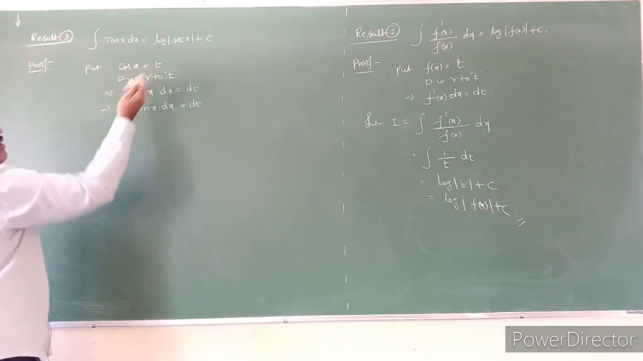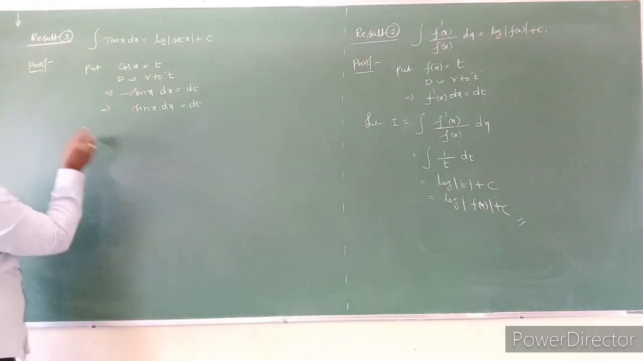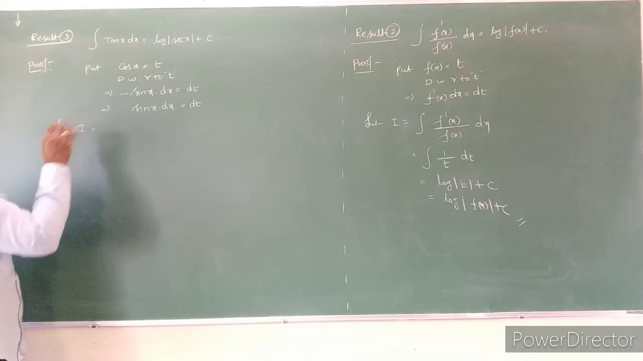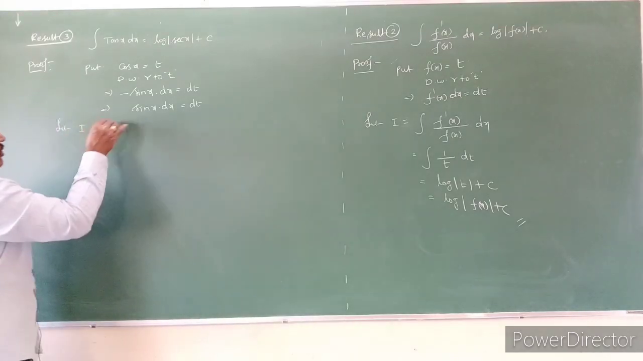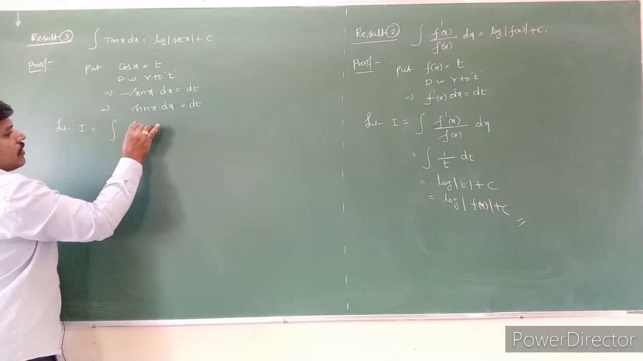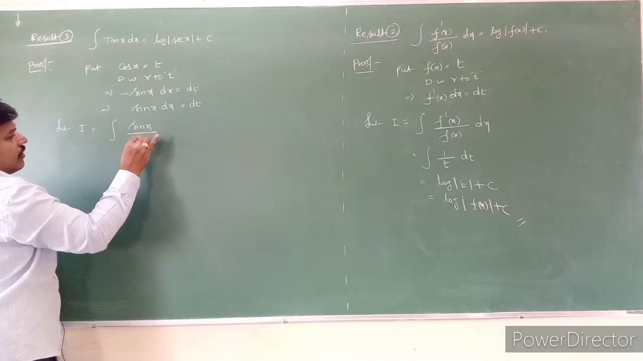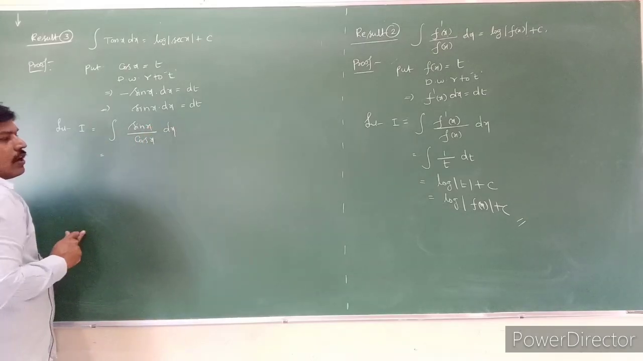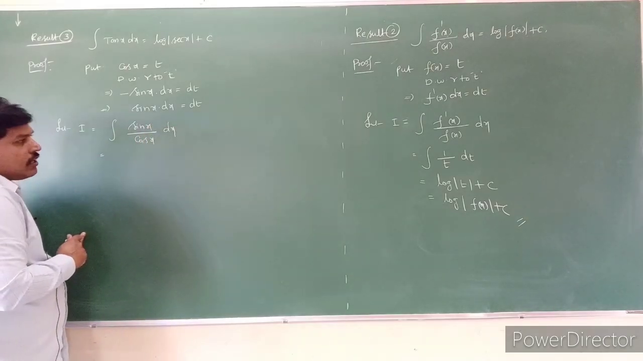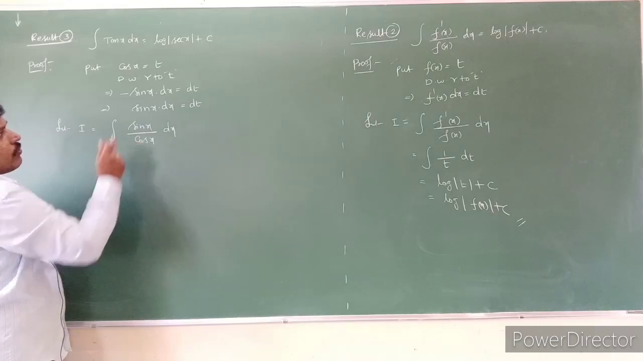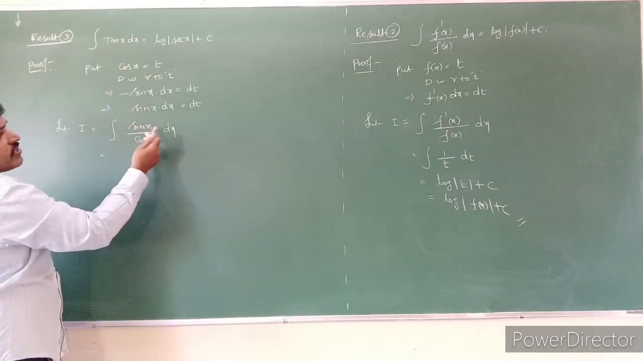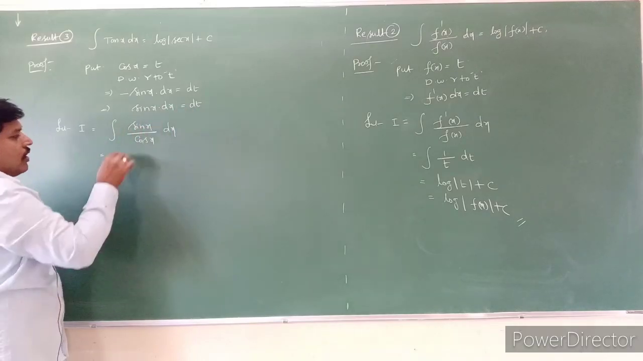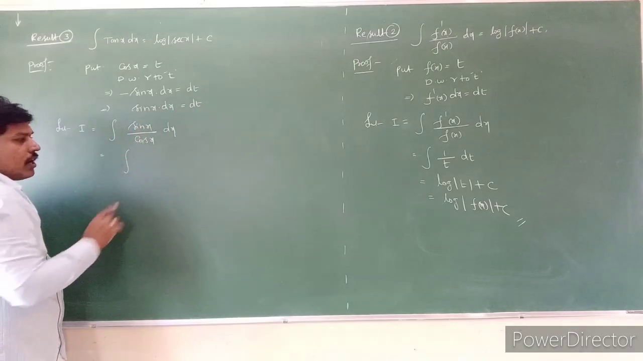Sir, why are you taking cos x and sin x here? See, let I be equal to the integral of sin x by cos x into dx. So here, the function you have to take is cos x is equal to t, which you have already taken. So sin x into dx value will become dt only.